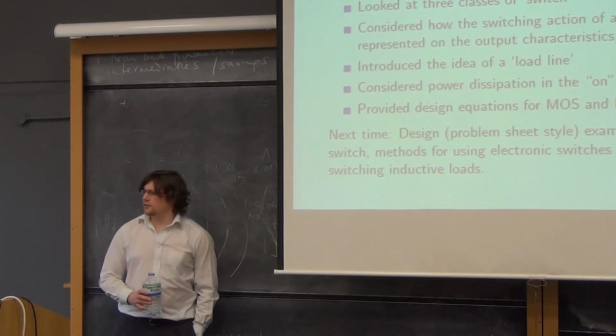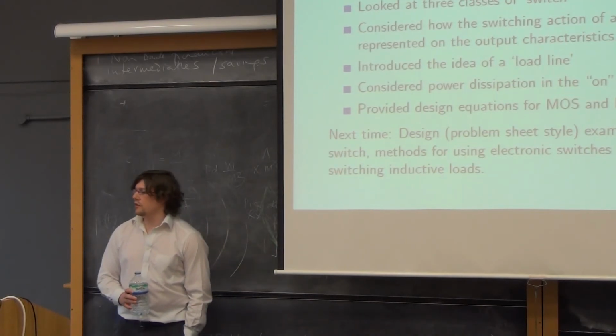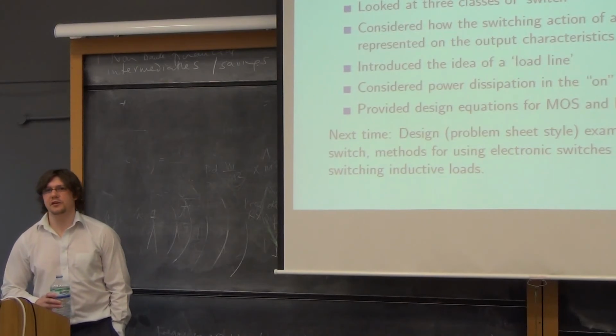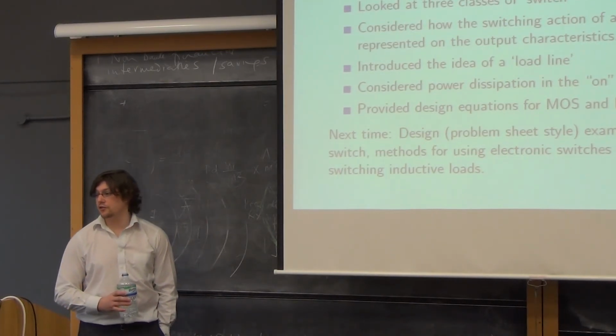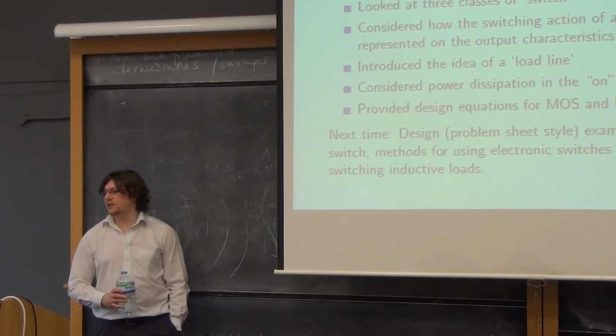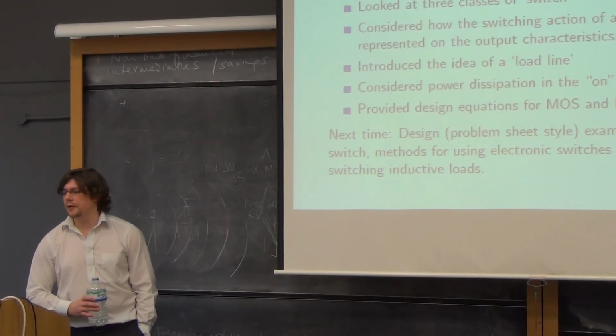Today we discussed an ideal switch and considered the non-idealities of a switch. We looked at 3 classes of switch. That's to say the electromechanical switch, the mechanical switch and the electronic switch. And we considered how the switching action of the transistor is represented on the output characteristics. We introduced the idea of a load line.